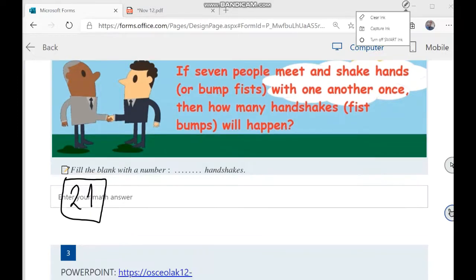So 21 is going to be the right answer for the bell work. Each one is going to shake hands with 6, but you have to multiply 7 times 6 and divide it by 2 and you find the right answer.